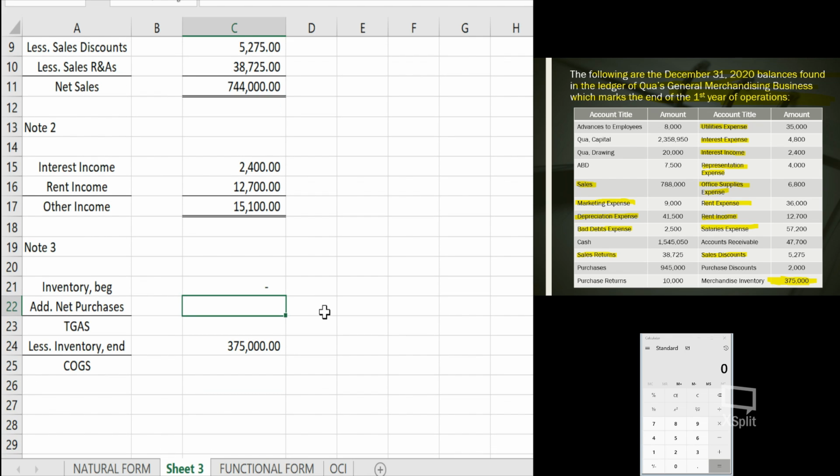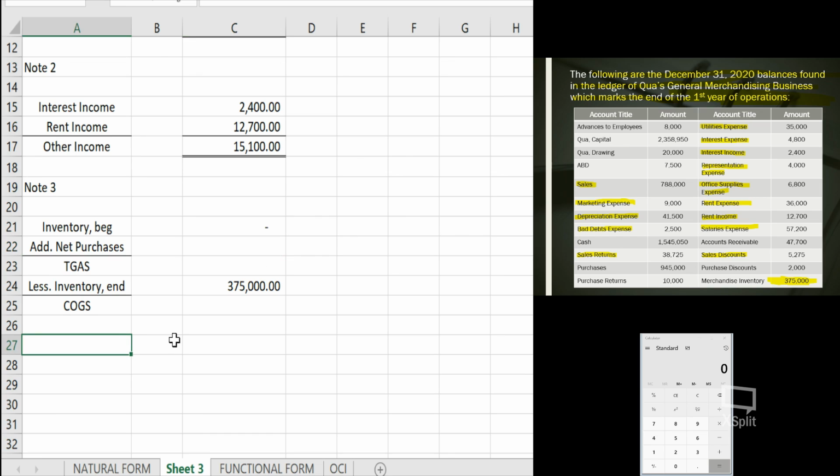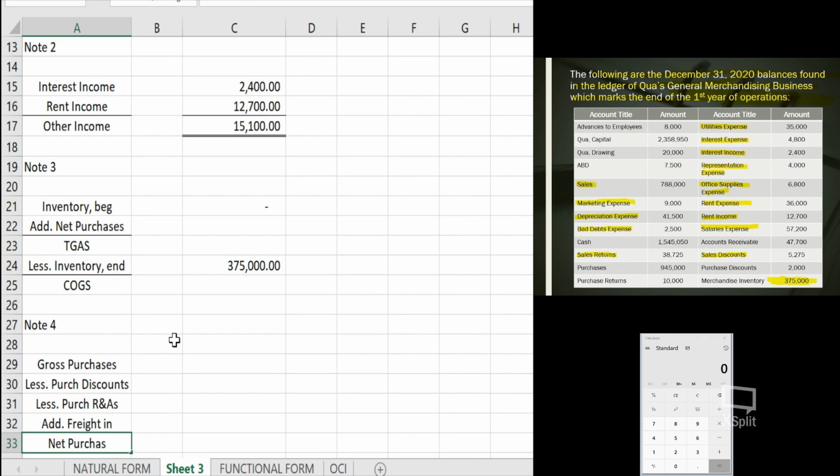Now, let's go to net purchases. Once again, we have to solve for net purchases. So, another note. Paano ulit yung net purchases natin? The formula is gross purchases less purchase discounts less purchase returns and allowances add freight in to finally arrive at net purchases.